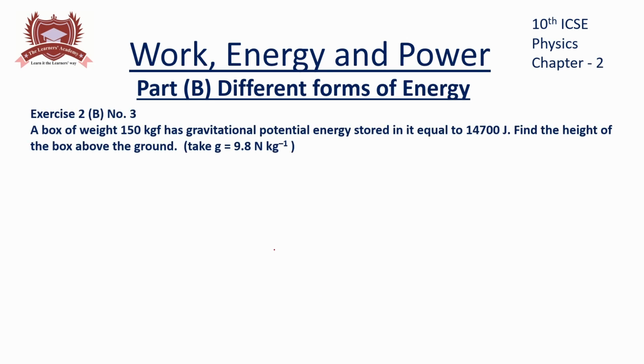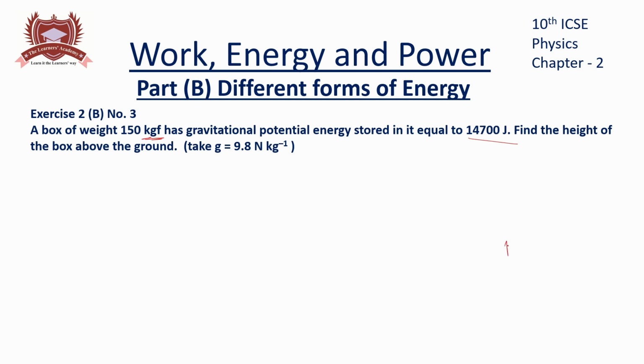Now the next example is from the exercise. This is not solved in the book, so I'm solving it for you. We have a box of weight 105 kilogram force. Now units are crucial here. They are juggling between the units. Gravitational potential energy stored in it equals 14,700 joules. Find the height of the box above the ground.